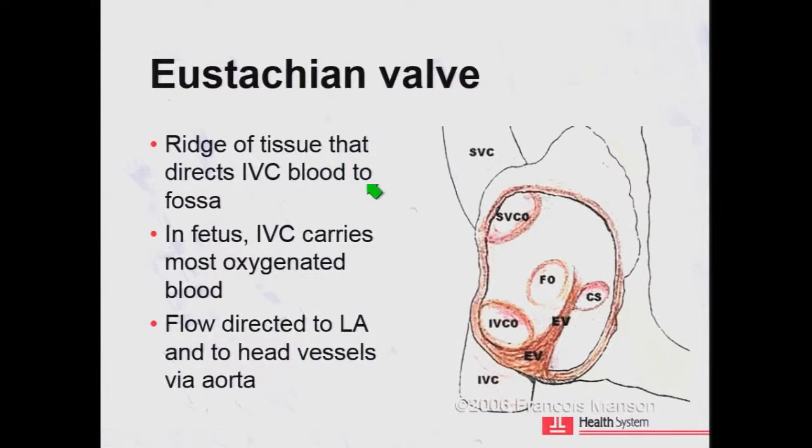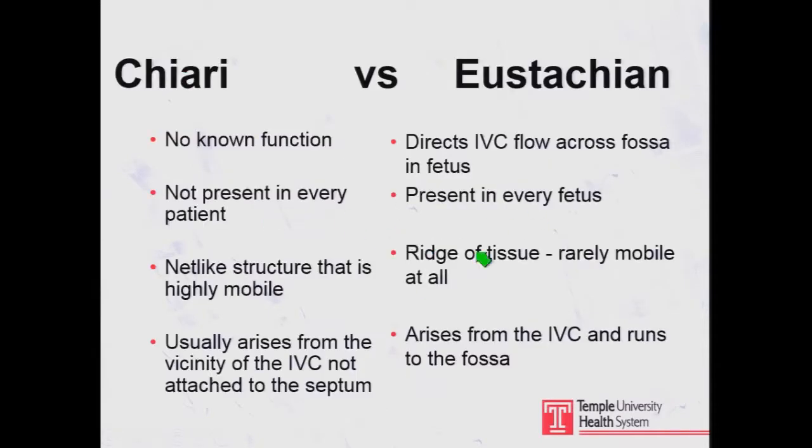It's a ridge of tissue that in fetal life directs IVC blood to the fossa ovalis. All fetuses have a patent foramen ovale. The IVC carries the most oxygenated blood from the placental circulation into the RA, and then the most oxygenated blood crosses into the LV, goes out the aorta into the head vessels. So every fetus starts with a eustachian valve, and Chiari network is also on the right side of the heart. But you need to distinguish it from eustachian valve.